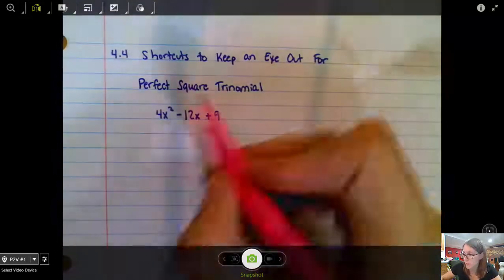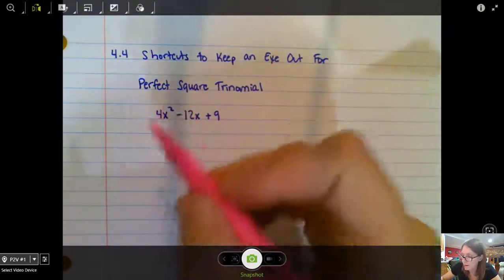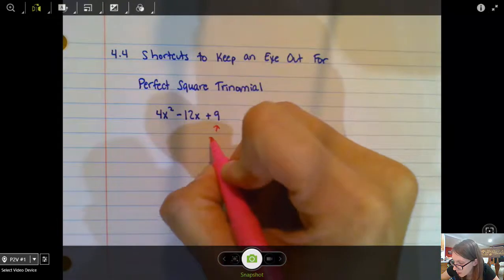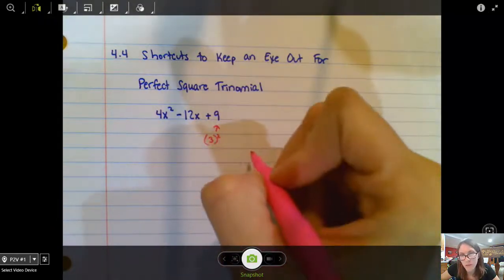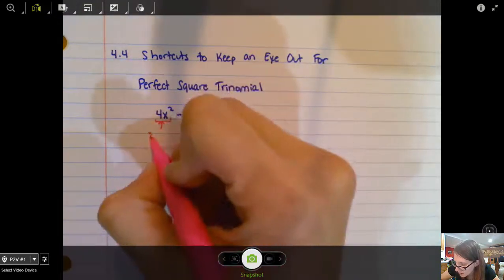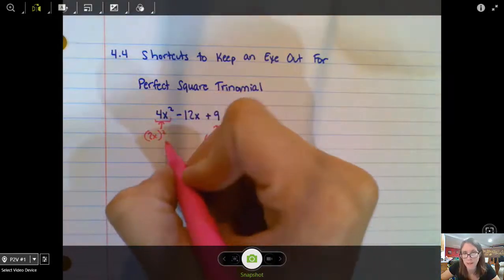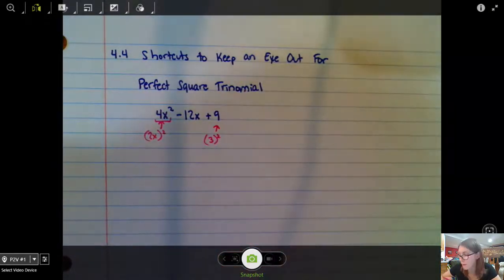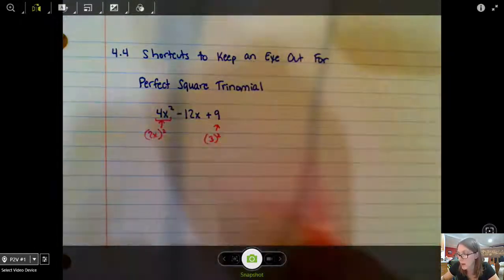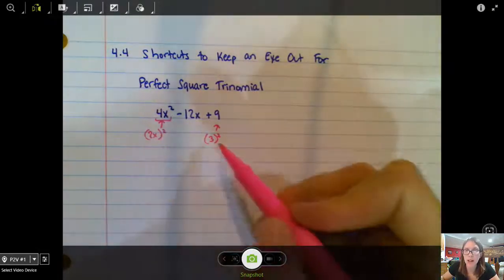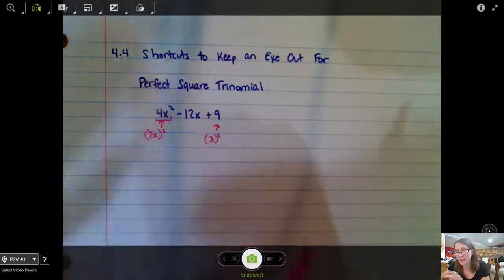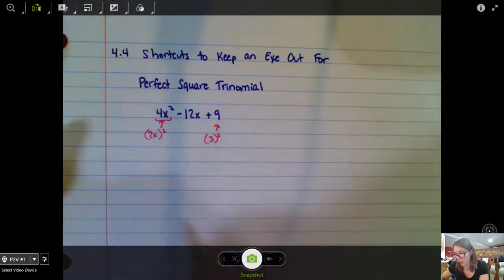Trinomial, remember, means we have three terms. It's a perfect square trinomial because 9 is 3 squared, and 4x squared, this whole term, is (2x) squared. 2x times 2x gives us 4x squared. Now we could say that 9 is 9 times 1, or that 4x squared is 4x times x. But if we think of it as (2x) squared and 3 squared, we have the chance for this to be a perfect square trinomial. That's my first thing to look for.